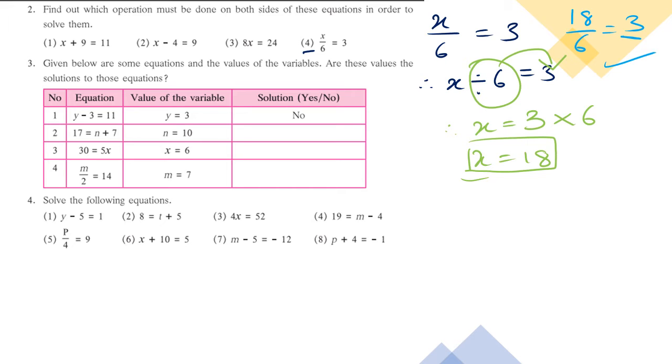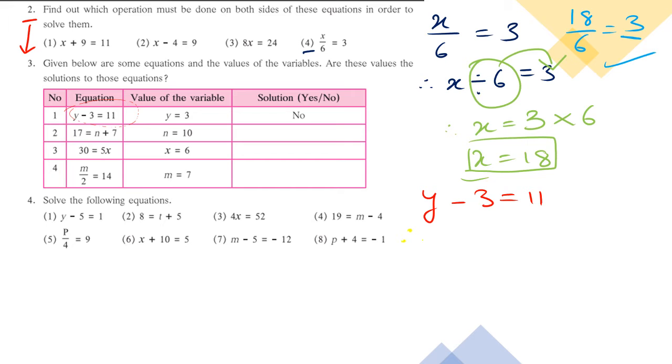See, the equation is given, and the value of the variable is given. They have given a certain value of the variable and you have to tell if it is correct or not. And to check that, we have to solve the equation. So first is y minus 3 is equal to 11. What you have to do is basically do the same thing as we did in question number 2. Find the value of y, and then if the value of the variable y is 3, then you have to write yes. Here they have given no, so it's not the answer, but we will check it.